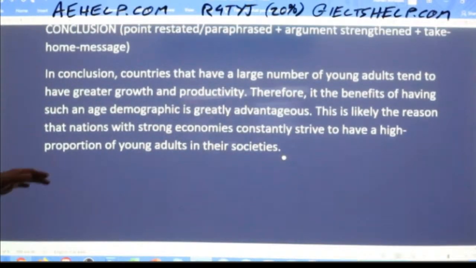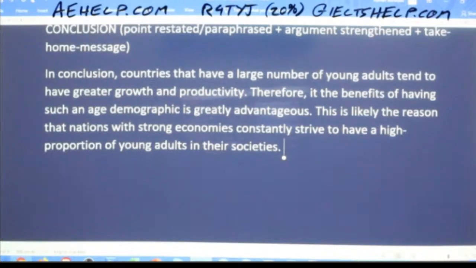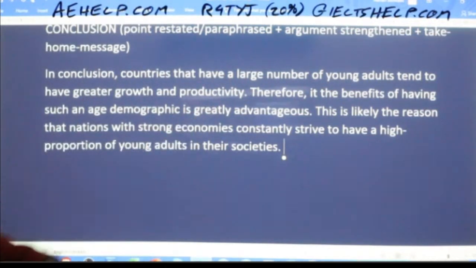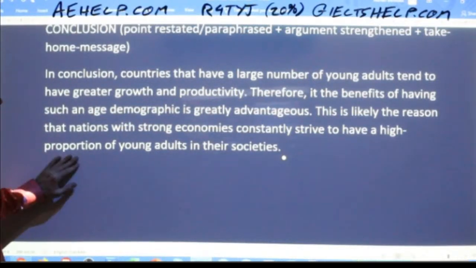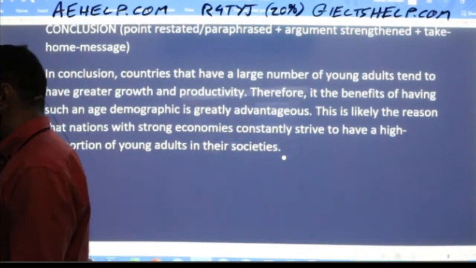In conclusion, countries that have a large number of young adults tend to have greater growth and productivity. Therefore, the benefits of having such an age demographic is greatly advantageous. This is likely the reason that nations with strong economies constantly strive to have a higher proportion of young adults in their society. Okay.